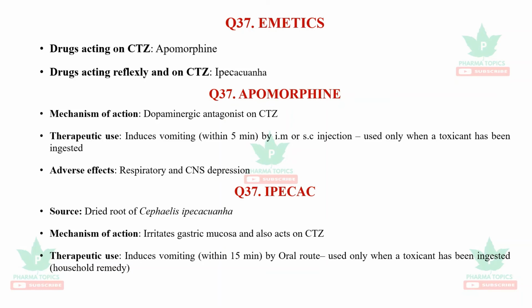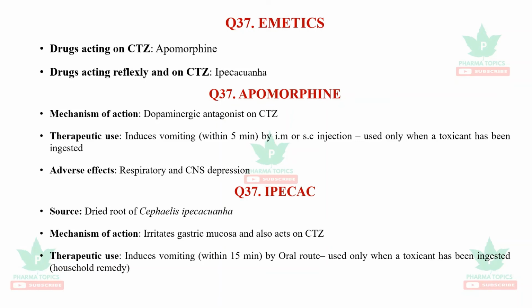If they ask apomorphine, it is a dopaminergic agonist on the chemoreceptor trigger zone. It induces vomiting within 5 minutes. It's given by intramuscular or subcutaneous injection. It is used only when a toxicant has been ingested. It may cause respiratory and CNS depression as adverse effects.